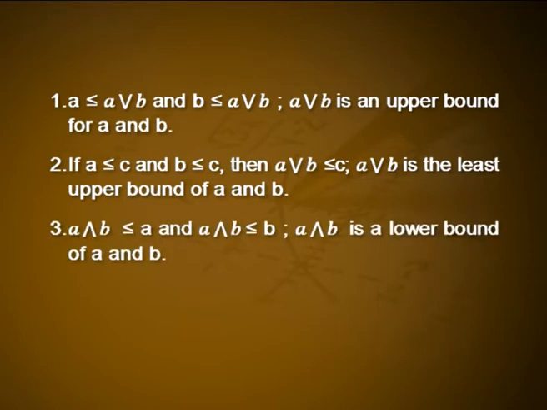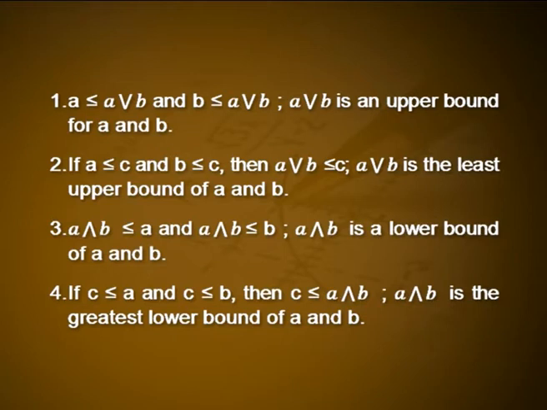Third one, a meet b is less than or equal to a and a meet b is less than or equal to b, where a meet b is the lower bound of a and b. If c is less than or equal to a and c is less than or equal to b, then c is less than or equal to a meet b, where a meet b is the greatest lower bound of a and b.